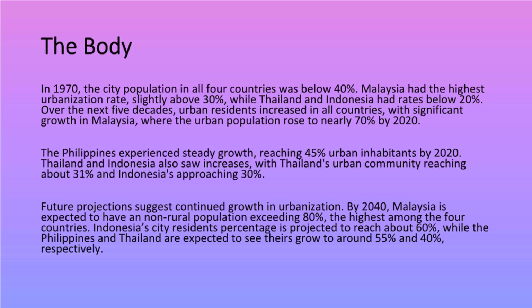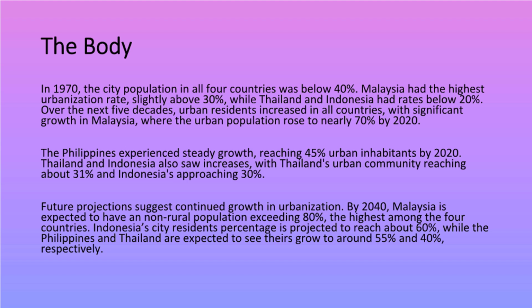In 1970, the city population in all 4 countries was below 40%. Malaysia had the highest urbanization rate, slightly above 30%, while Thailand and Indonesia had rates below 20%.